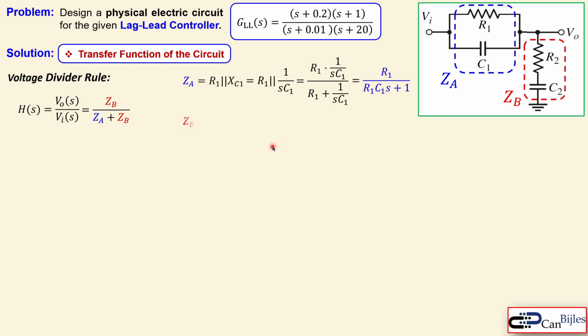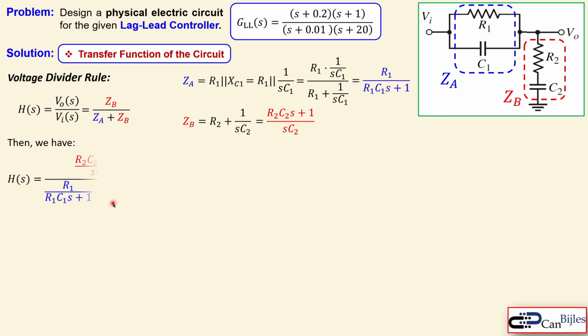We're now going to ZB in a similar form. Now we have R2 and the capacitor reactance of C2. That's shown here and already given in the Laplace representation. And when you combine them, you get this expression. So we get R2 times C2S plus 1 over SC2. Now we have two expressions for the impedances. Now we can place these in this equation for H, which is then the transfer function of the circuit.